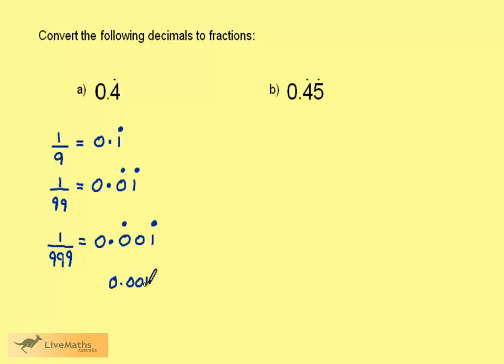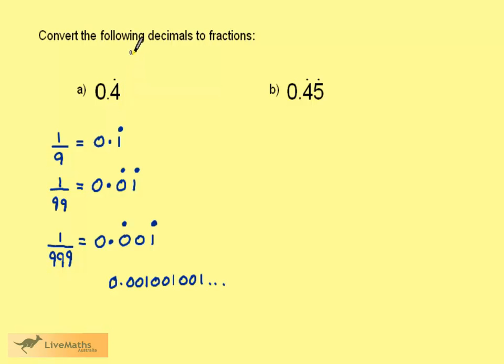This means 0.001, 001, 001, and so on to infinity. The dots on a recurrence pattern indicate the beginning and the end of the recurrence pattern. So with a dot over the first 0 and the 1, it means that 001 repeats until infinity.